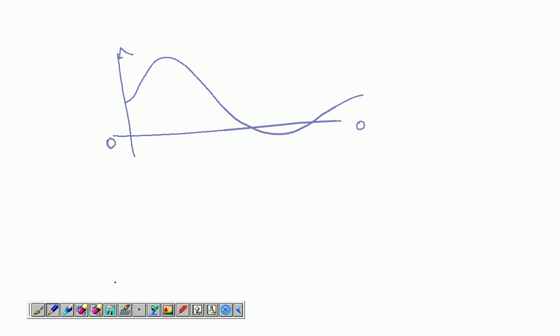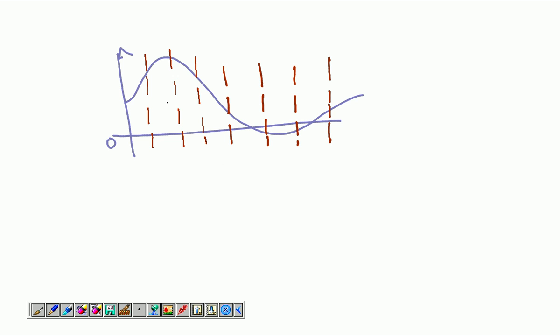I'm sorry, this is the origin. So what you do here is, the first step is that you sample the signal. Okay, you just take values at equal intervals, but this depends upon the sampling frequency of the filter that you've used. So this is the first step.